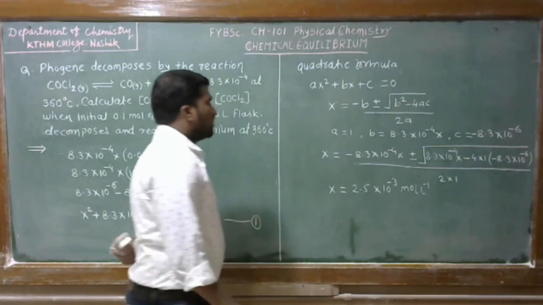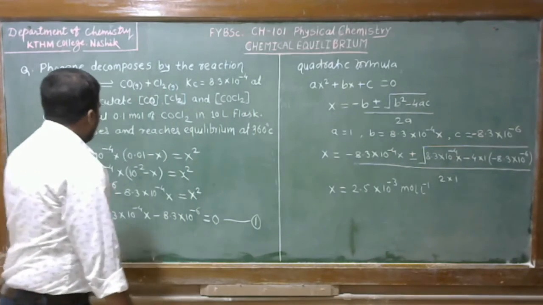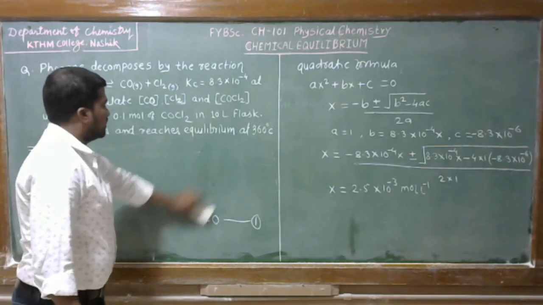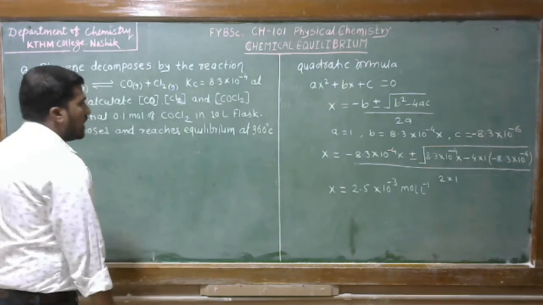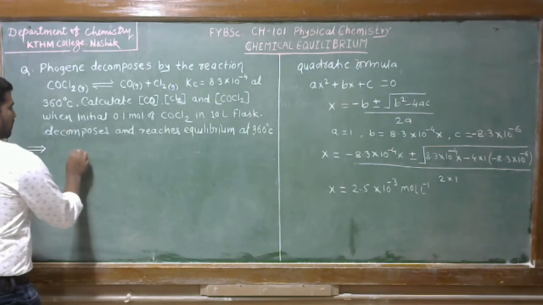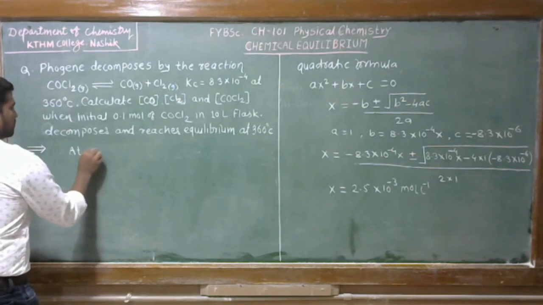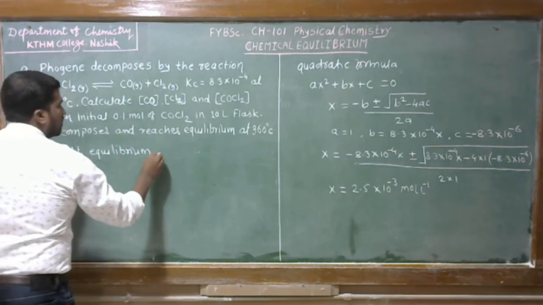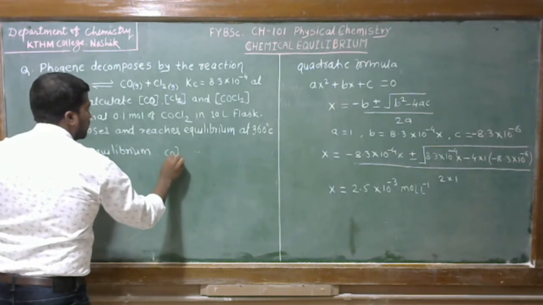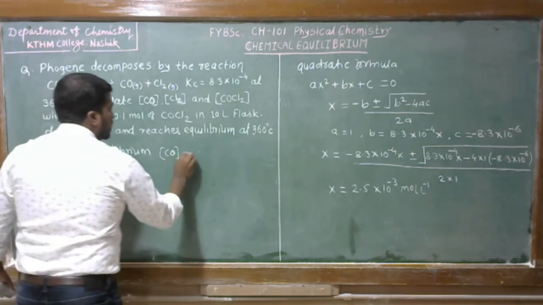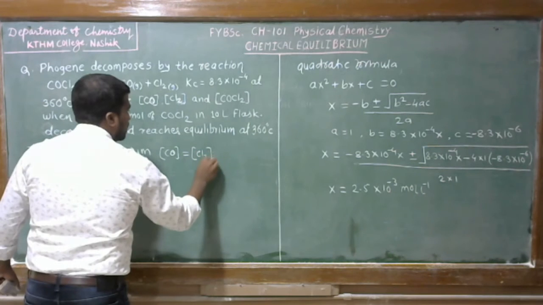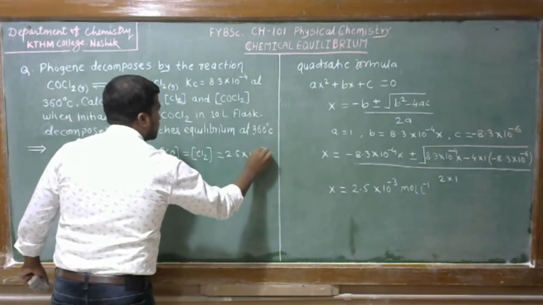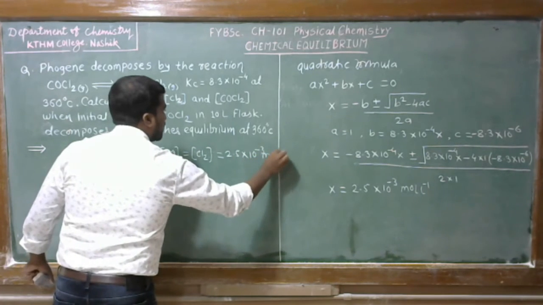Okay, so this is the x value. Now we have to find out the concentration of CO as well as Cl2 and COCl2 at equilibrium. We know that at equilibrium, the concentration of CO is equal to the concentration of Cl2, that is 2.5 into 10 raised to power minus 3 mole per liter.